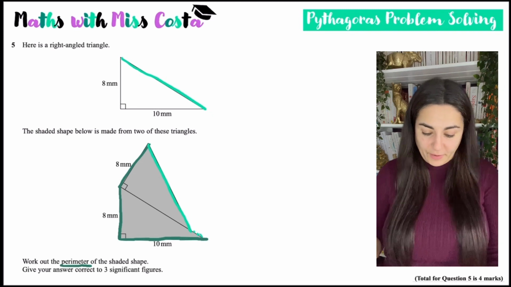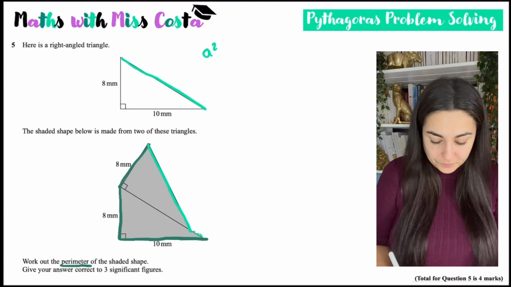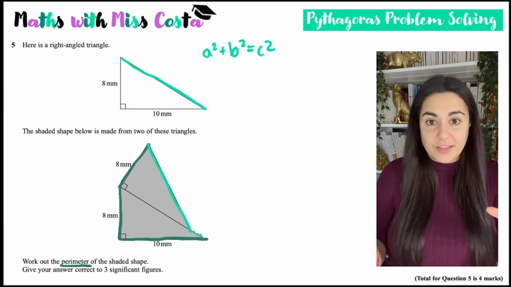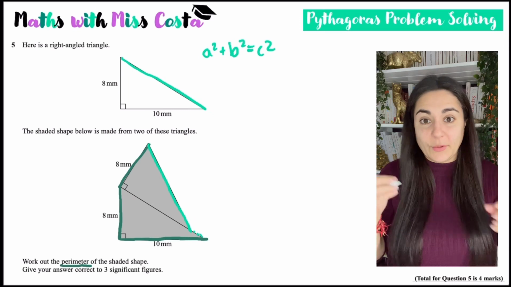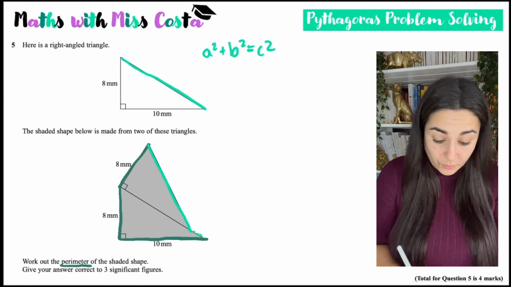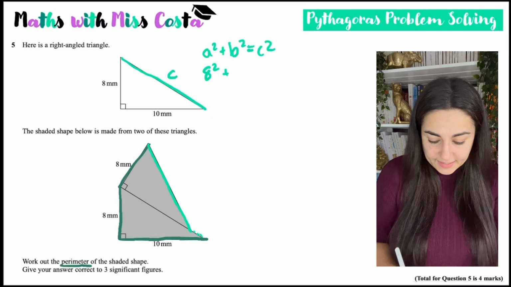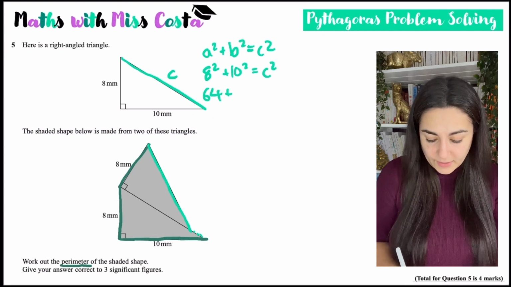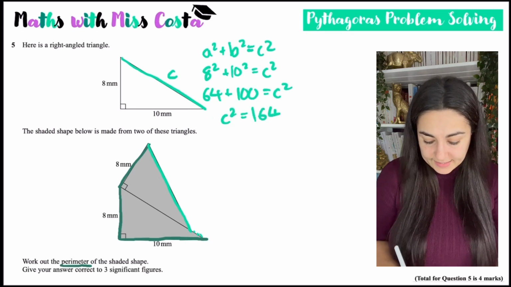So first, let's figure out what the hypotenuse is. Pythagoras' theorem is just a squared plus b squared equals c squared. So a and b are the two shorter sides and c is the hypotenuse. You might want to write it as a squared plus b squared equals h squared if it helps you remember it better. But either way, c or h is the hypotenuse, the longest side. So 8 squared plus 10 squared is equal to c squared. 8 squared is 64, 10 squared is 100. So therefore, c squared is 164.